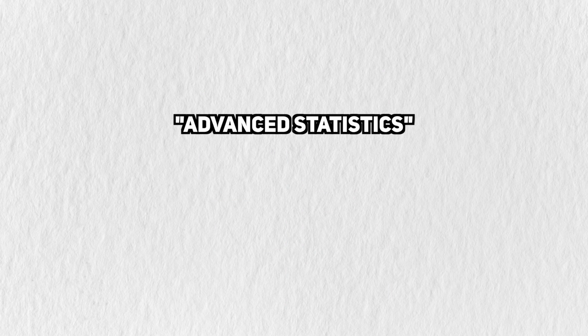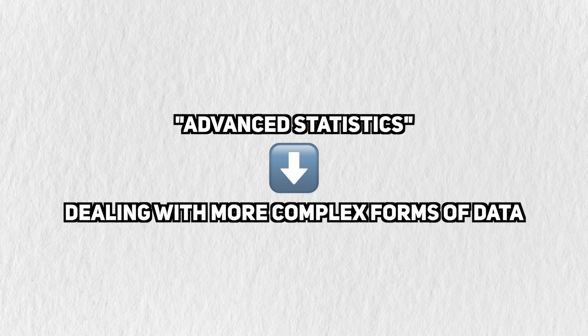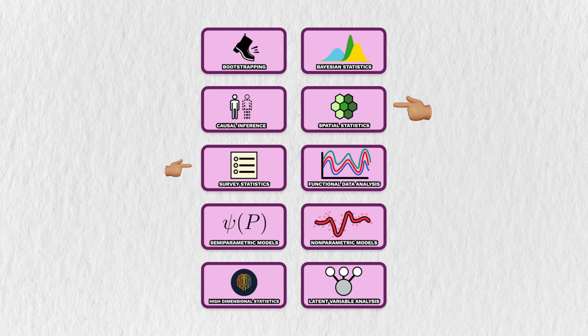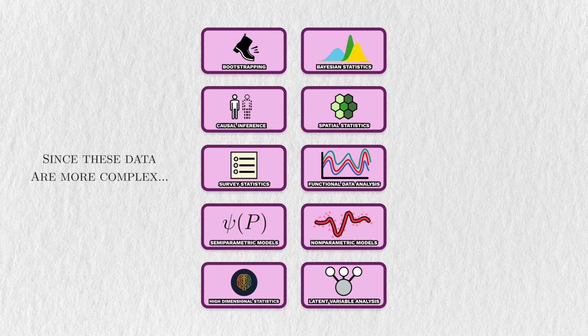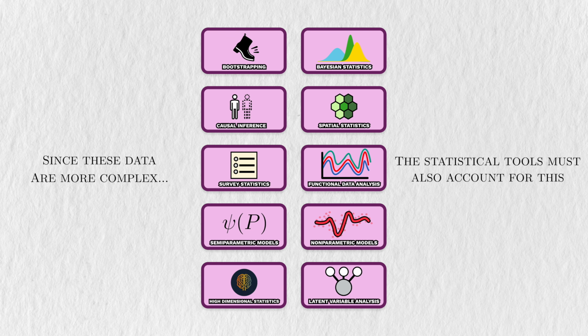When it comes to learning more advanced areas of statistics, what you're really dealing with are more complex forms of data. Spatial data, survey data, functional data, high-dimensional data, etc., etc. These are not like well-behaved IID data that you would encounter regularly in your coursework. It follows that since this data is much more complex, the statistical tools need to become more complex too.